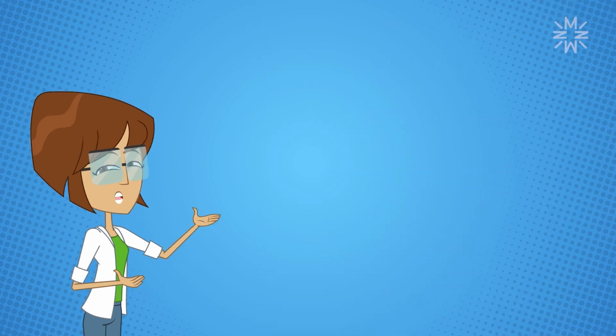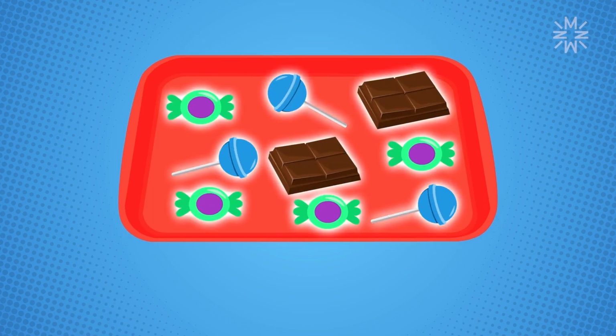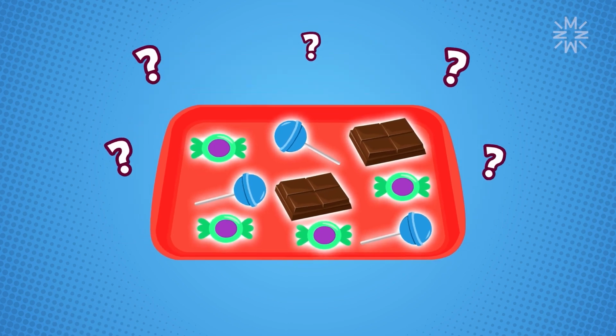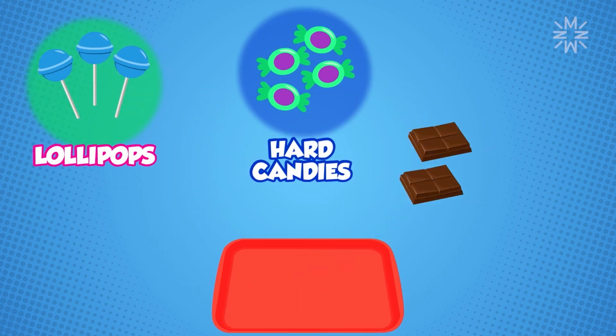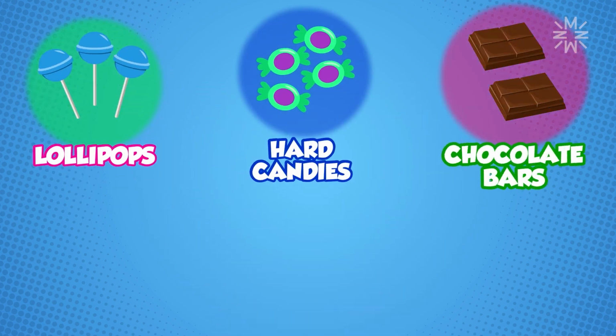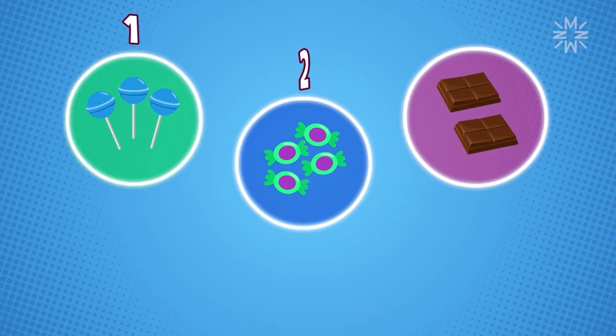Take a look at these candies. Let's group these candies according to their characteristics and find out how many groups we can make. We have lollipops, hard candies, chocolate bars. So we can make 3 groups. That is 3 small groups.